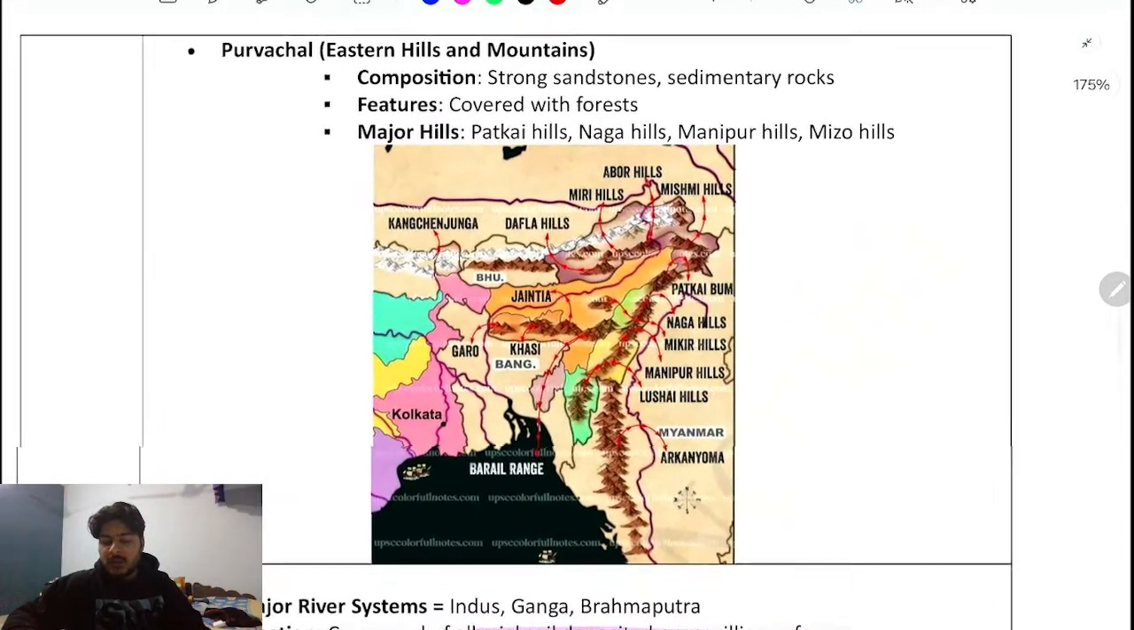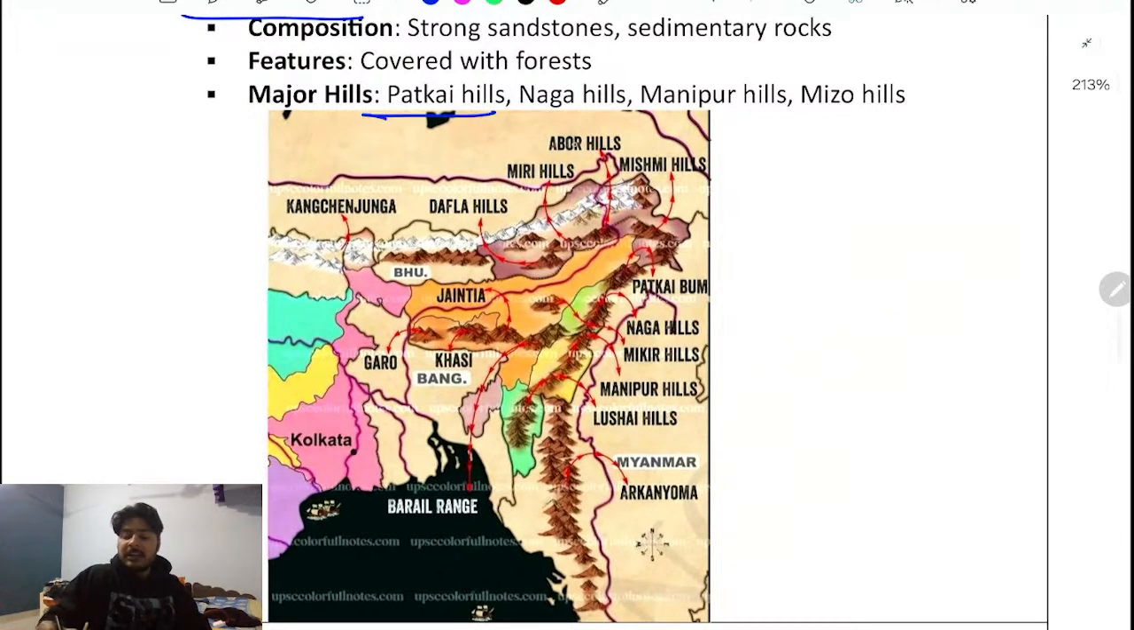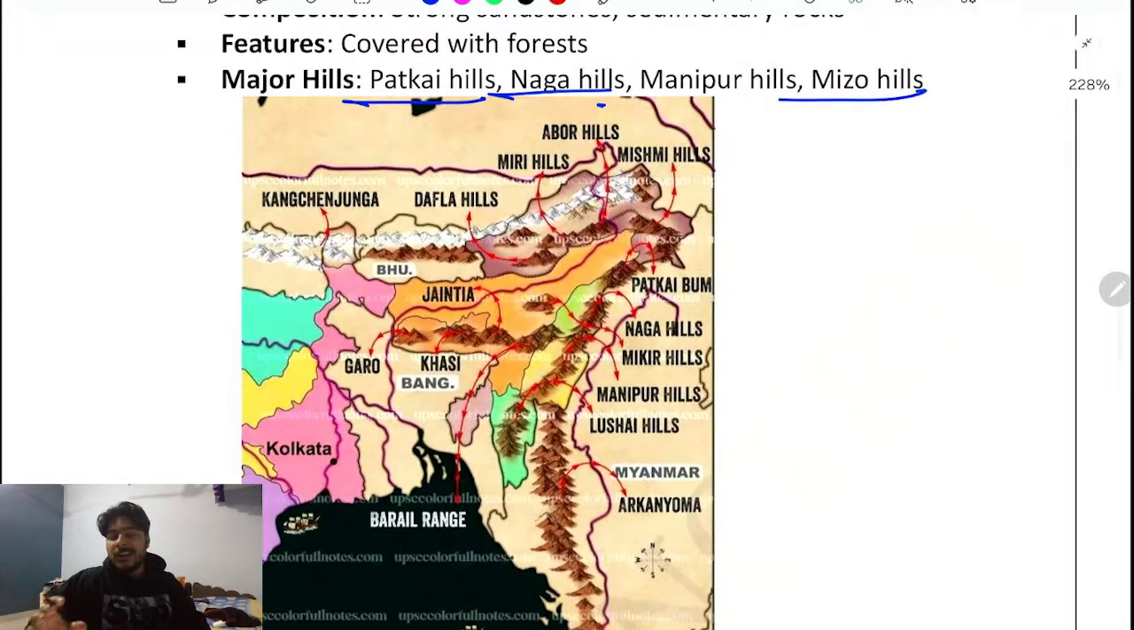Next, we'll talk about the Purvanchal Hills, the expansion of the Himalaya in the northeastern part. First, we call it the Purvanchal or Eastern Hill Mountains system. Here we have many hills, for example, the Patkai Hills, Naga Hills, Manipur Hills, Mizo Hills. You need to have a proper understanding of where these states lie.